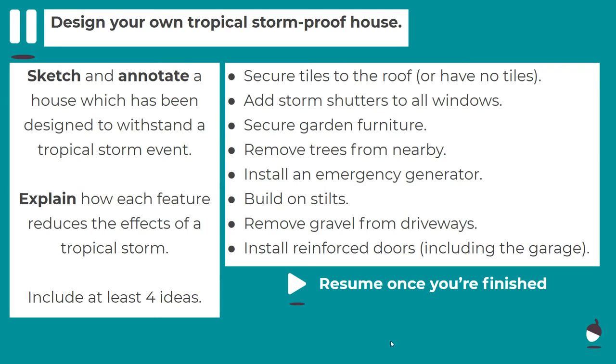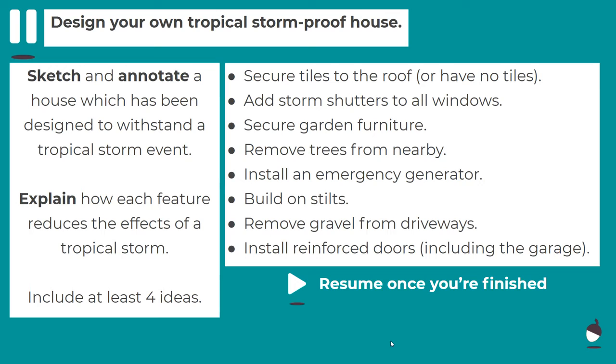So I would like you to explain how each feature helps to reduce the effects of a tropical storm. So if your building doesn't have any tiles on it, why not? If your building is on stilts, why would that be really useful? So you have to justify why it is that you've included the different features within your design. I'd like you to try and include at least 4 ideas. Please don't worry about the drawing or the sketch itself. Just try your best. And when you sketch, you can use your pen, that's no problem. But if you want to collect a pencil, that is also really useful.